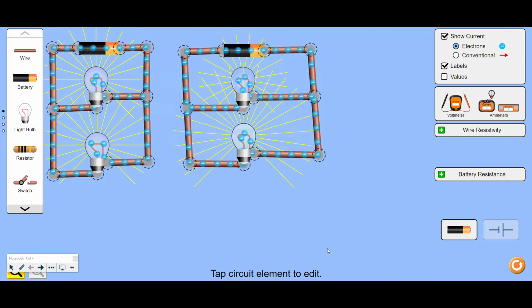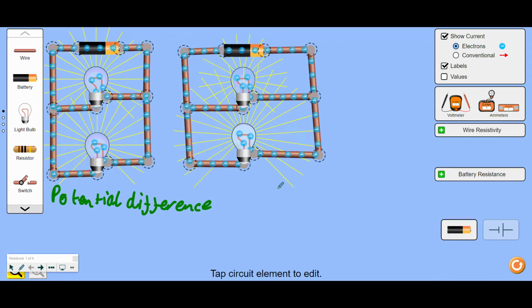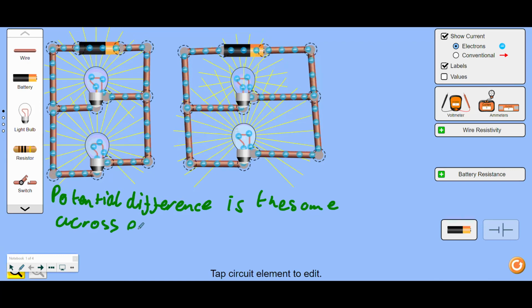Okay, now we're going to look at potential difference in parallel circuits. So we should remember again, the rule for this is that potential difference in parallel circuits is the same across each branch.